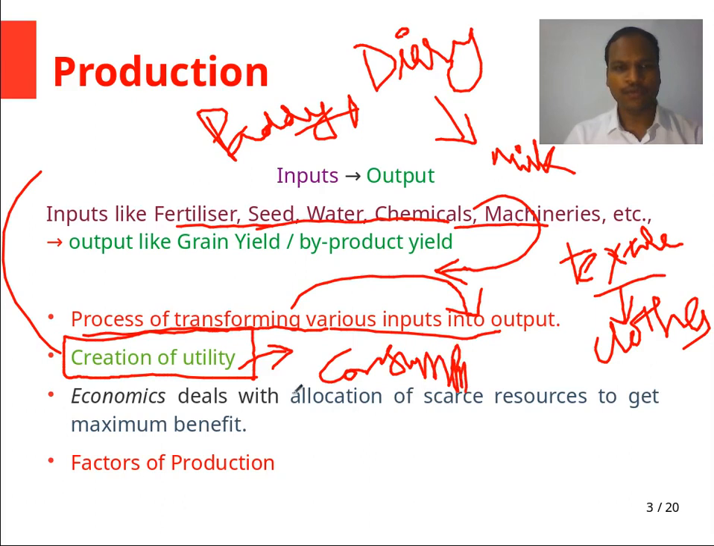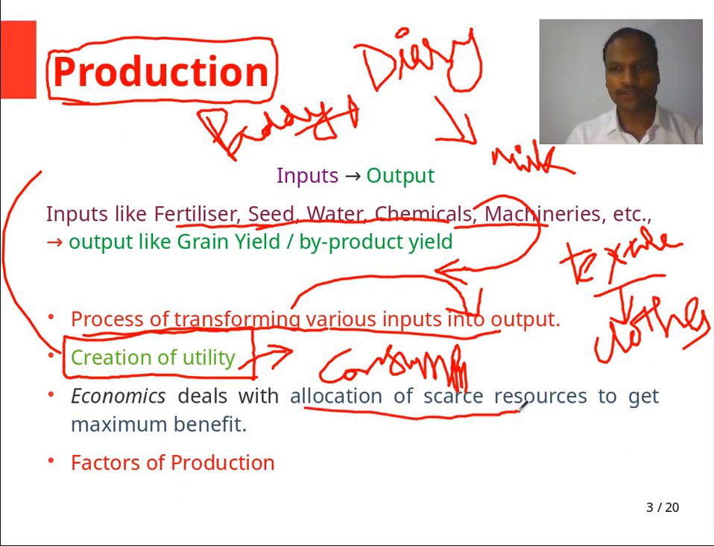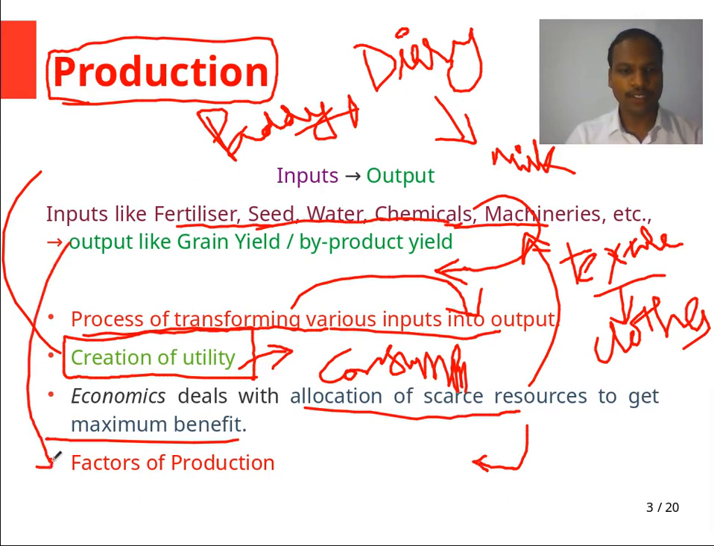Why do we have to study production in economics? We know that economics deals with the allocation of scarce resources in order to get maximum benefit. These scarce resources like fertilizer, seed, chemicals, machineries, etc. are to be allocated in such a way as to get maximum profit. So these inputs are also known as factors of production.